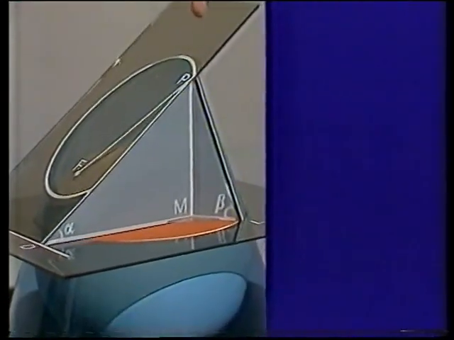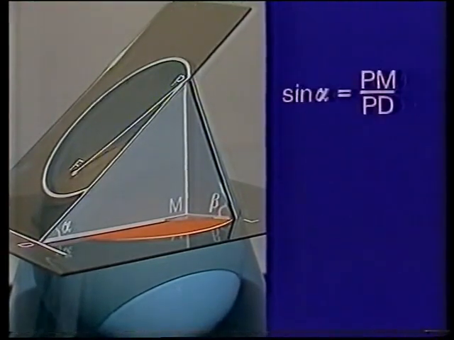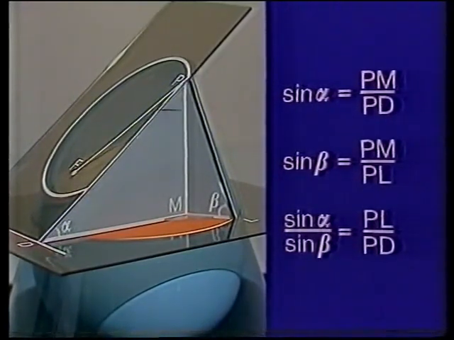Sine alpha is opposite over hypotenuse. That's PM over PD. And similarly, sine beta is PM over PL. Now dividing these gives sine alpha over sine beta, which is PM over PD divided by PM over PL, and that's PL over PD. So we've evaluated PL over PD, and our result, sine alpha over sine beta, is totally independent of the position of P. So PF over PD, which is the same as PL over PD, is constant.